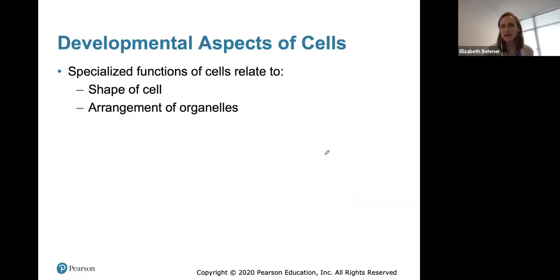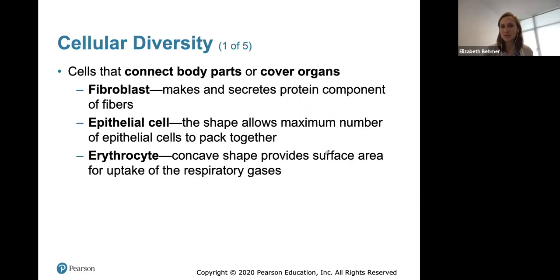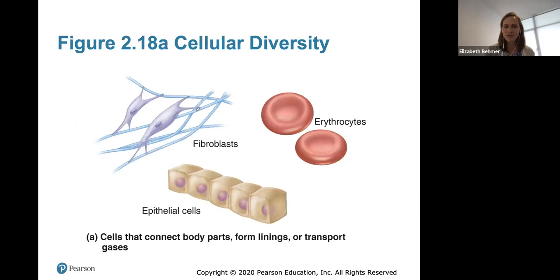Development aspects of cells: specialized functions of cells relate to their shape and their arrangement of organelles. Cells that connect body parts or cover organs are fibroblasts, epithelial cells, and erythrocytes, which are red blood cells that take up oxygen. So here's a look at fibroblasts, epithelial cells, and erythrocytes. They work to connect body parts. Epithelial cells form linings, and erythrocytes transport oxygen and carbon dioxide.